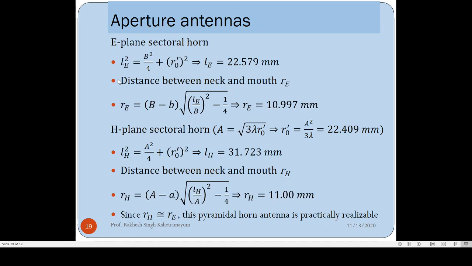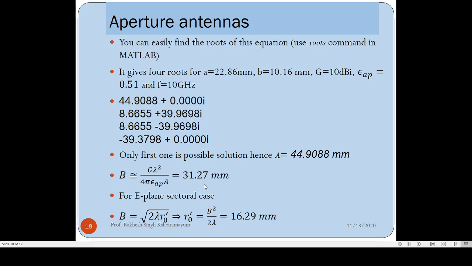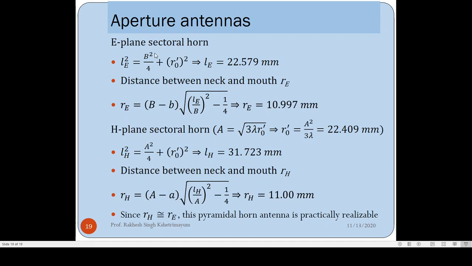So once you have the R naught dash, you can find out what is LE. LE is square root of B squared by 4 plus R naught dash whole square. What was B? It's already calculated. R naught dash is also calculated. LE turned out to be 22.579 millimeter. Once I have the flaring length, I can find out the distance between the neck and mouth of the horn antenna for the E-plane as capital B minus B times square root of LE by capital B whole square minus 1 by 4, and it turns out to be 10.997 millimeter.